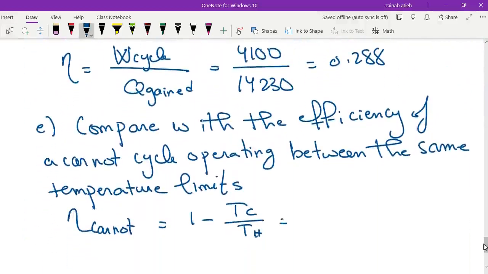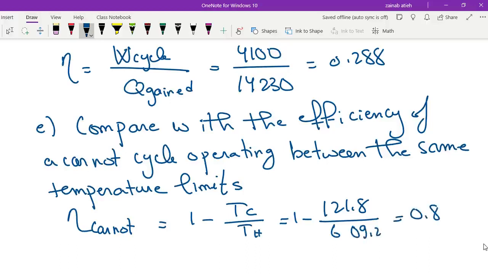So this will give me 1 minus 121.8 over 609.2, which is equal to 0.8. You can see that a Carnot cycle working between 121 and 609 degrees Kelvin is more efficient, or has a larger efficiency.